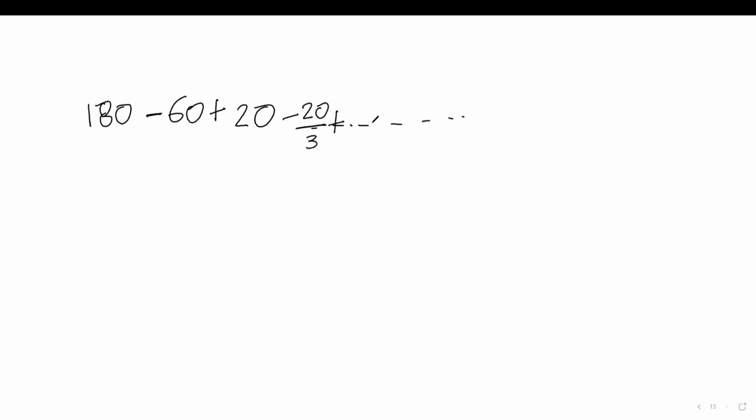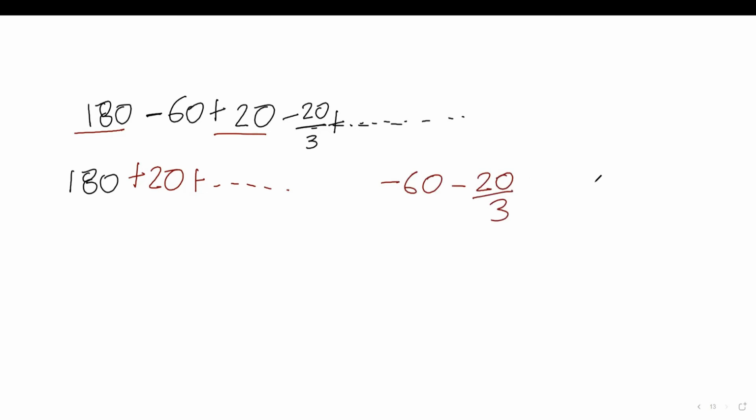Why is that important? That's important because I'm going to separate it as two different geometric progressions. This is the 180 plus the 20. Let's consider that part and consider the part where you have minus 60 minus 20 over 3. If you do it like that, then you can call this geometric progression 1, and you can call this geometric progression 2.